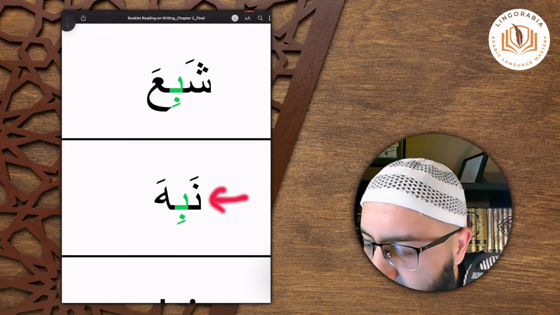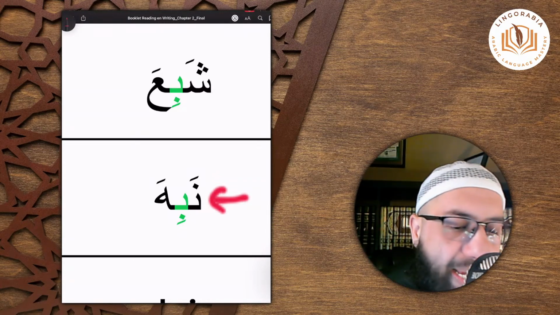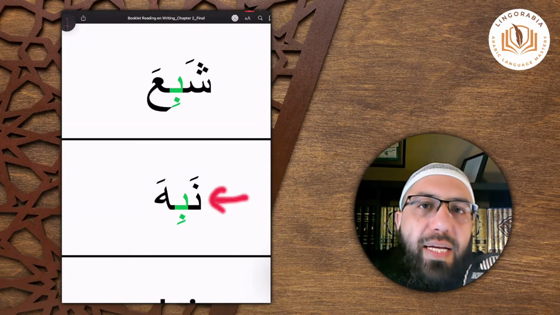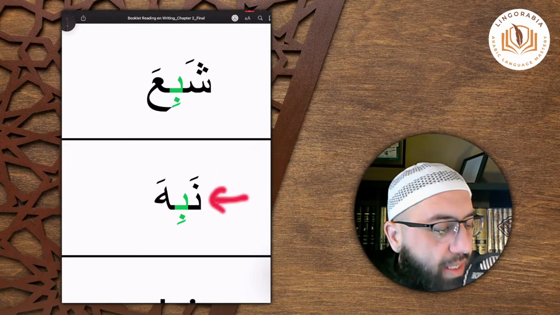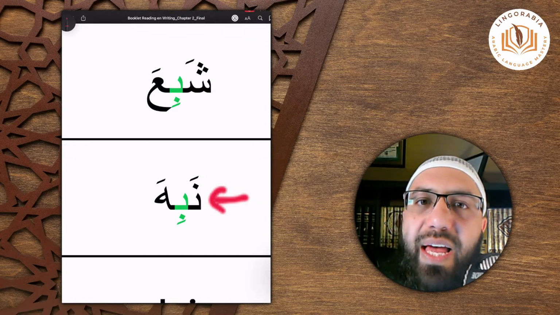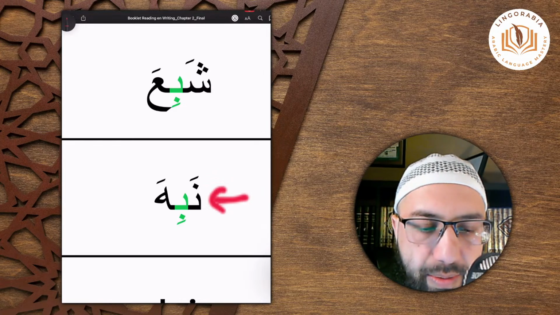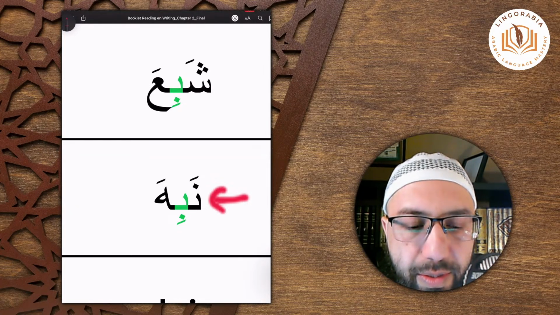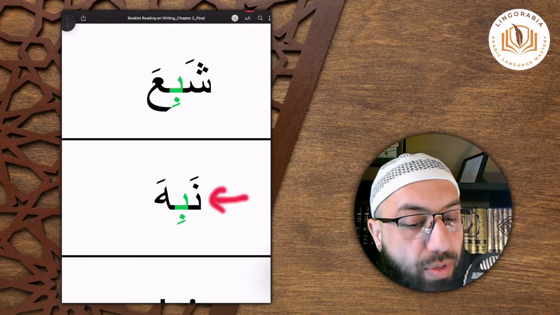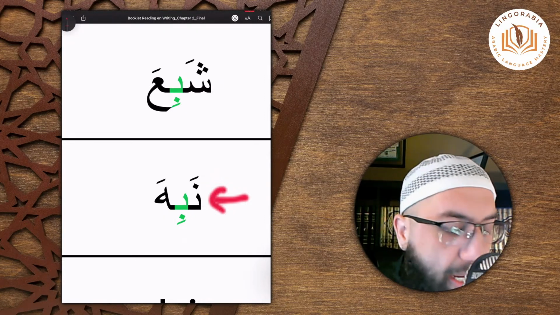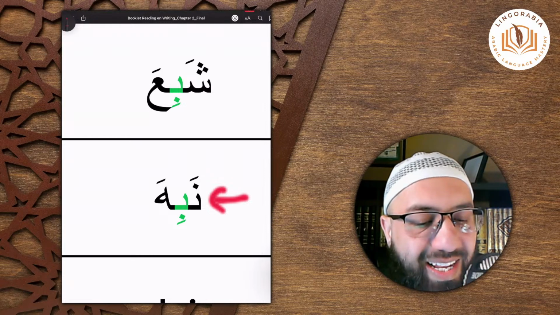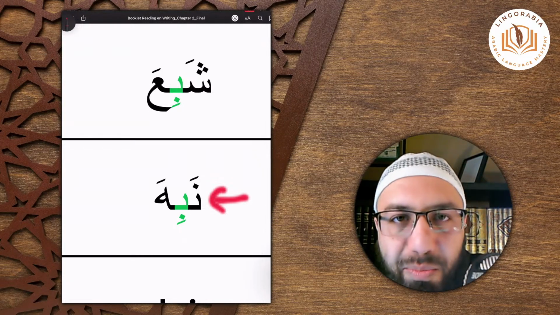You are all welcome. Why is this a noon, guys? Why is this a noon and not a dhal? That's my question to you guys. Why is it impossible for this to be a dhal? Why? No, the dhal also has a dot. The dhal also has a dot. Okay? Is it not a letter? I don't know what you mean by that.